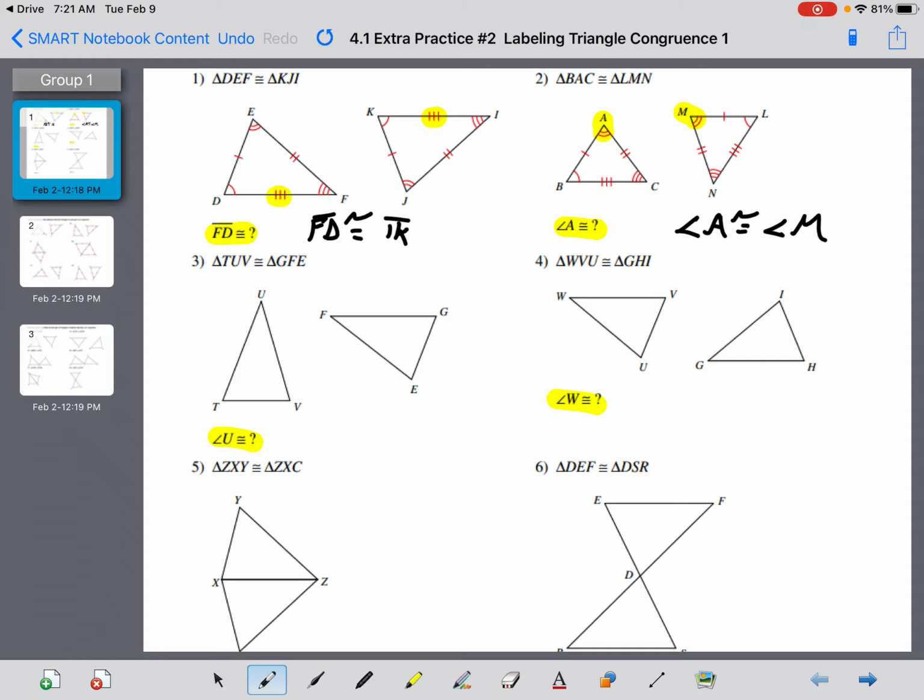Same down here, but this time they don't give us the arcs. U kind of looks like the thinnest, tallest part of the triangle here. And if you were to compare, I would say that that would be congruent to angle F. Okay, same here with angle W. Again, it kind of looks like the tallest piece of the triangle here. I would say that would be in comparison to angle G.